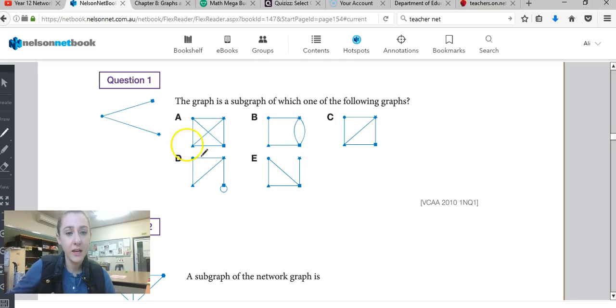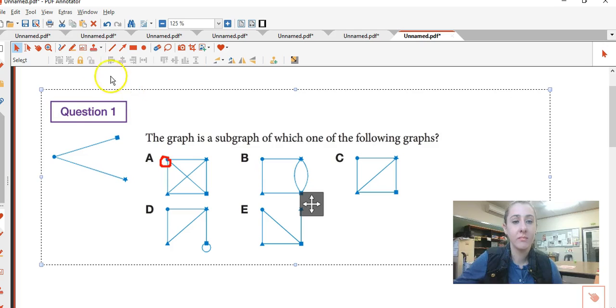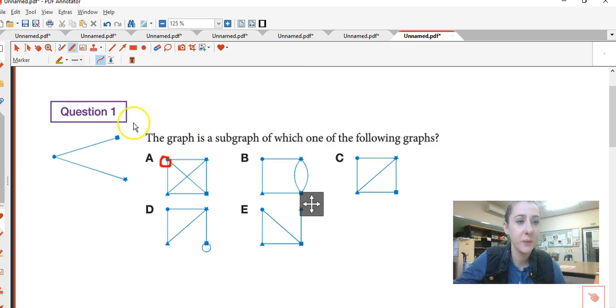So if I go to A, I can see that I've got a circle here. How's the delay on this pen? Okay, I'm going to cut and paste this and take it into a different document. Bear with me. Okay, hopefully this works better and we don't get that delay.